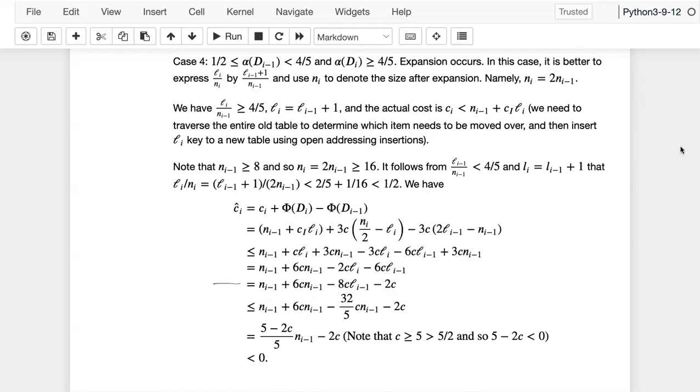So now we're here. So now let's look at, remember earlier we said that L sub i minus 1, the load factor before, is strictly less than 4/5. Okay, so this is a 4/5.